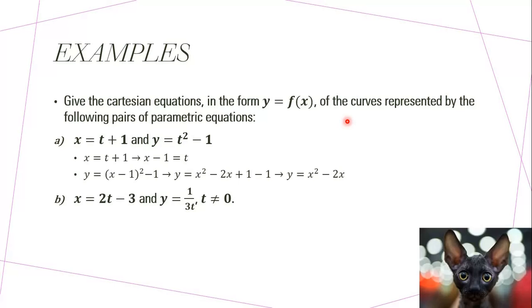Part B, x equals 2t minus 3 and y equals 1 over 3t, where t does not equal 0. So if x equals 2t minus 3, then x plus 3 equals 2t, so (x plus 3) over 2 is t. Sub that into the y equation, so y equals 1 over 3 lots of (x plus 3) over 2, which can be rearranged to 1 over (3x plus 9) over 2, which is the same as y equals 2 over (3x plus 9).